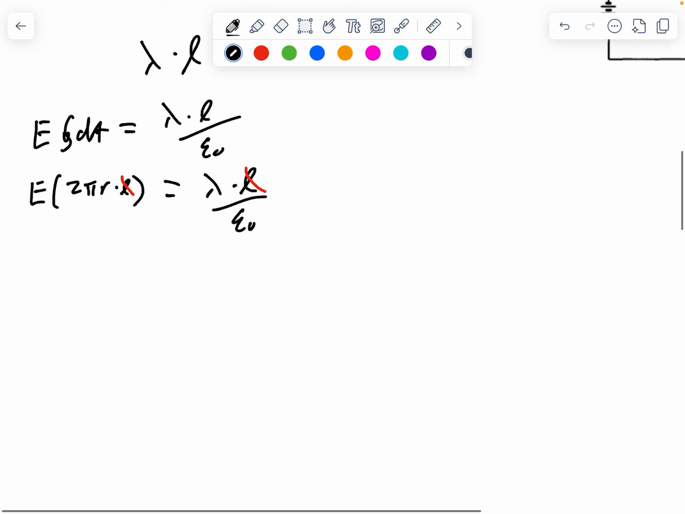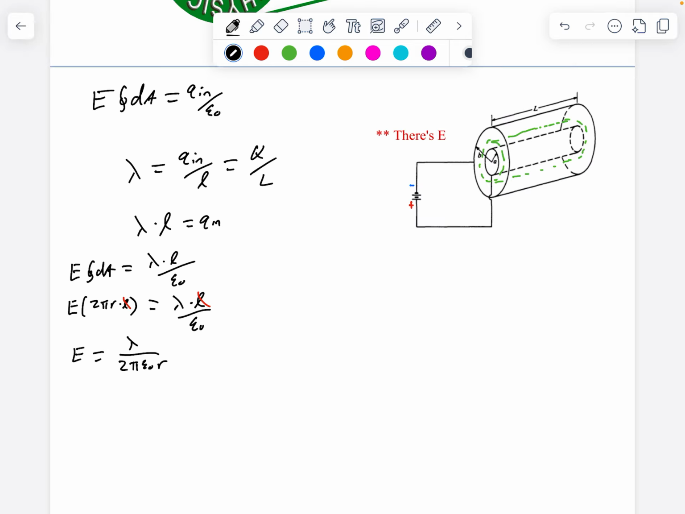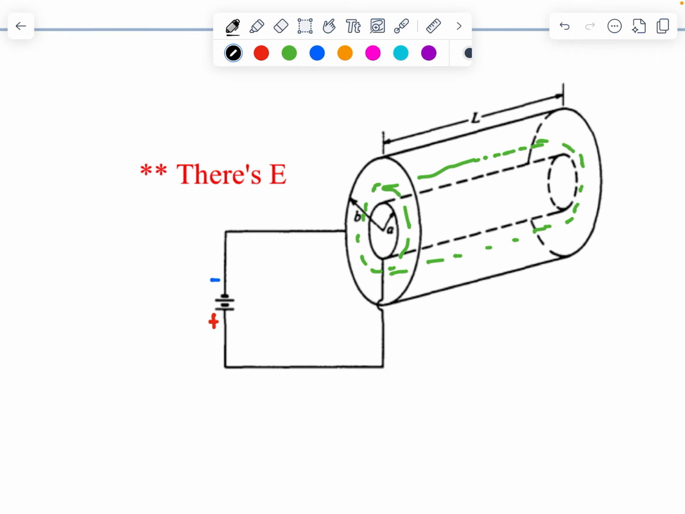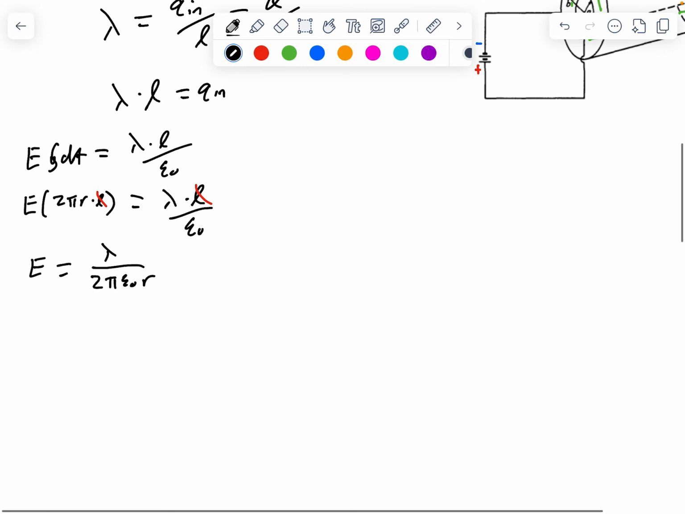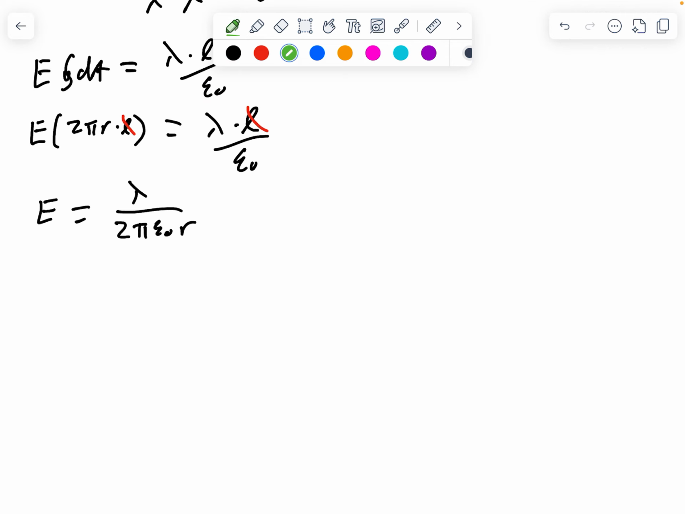And so then I'm just going to rearrange this so that I can get my equation for the electric field. All I got is lambda, and then I have 2 pi. I'm going to group together all the constants, and then r, that's my variable. So I have this 1 over r function that describes the electric field as we go from the inside to the outside, or from the inner conducting cylinder to the outer one.